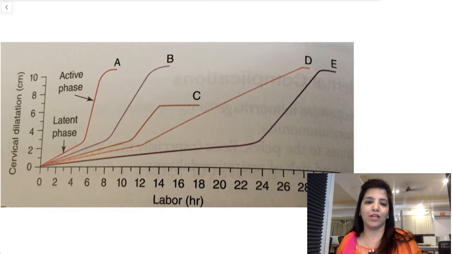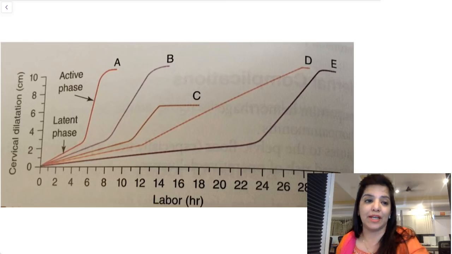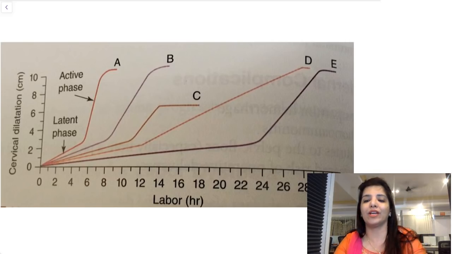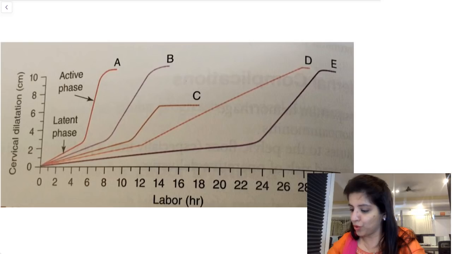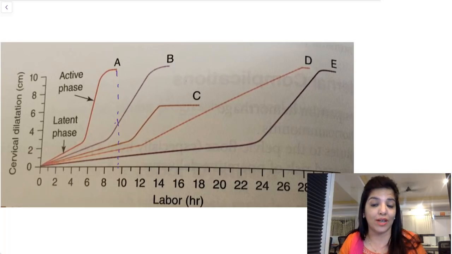Now, there was some confusion when I was explaining these graphs, right, these were the curves of labor. Somebody was saying that why can't graph A be taken as a graph of precipitate labor, right? Now, what is the definition of a precipitate labor? Precipitate labor is when the combined duration of the first and the second stage of labor is less than or equal to 3 hours. Here, what is the duration of labor coming? It is coming to be roughly 10 hours, right? So, you cannot call it a precipitate labor, right?